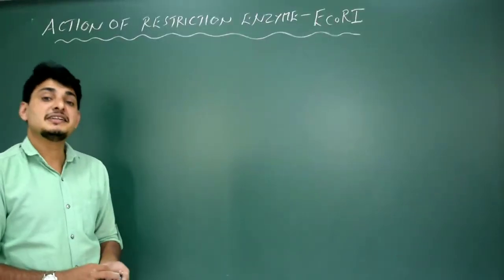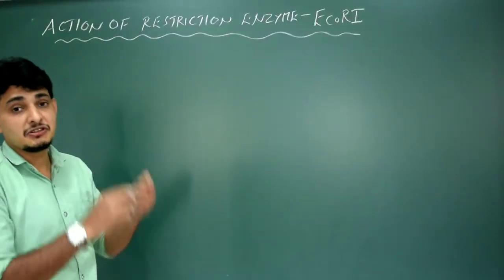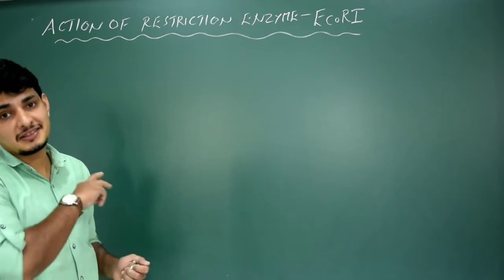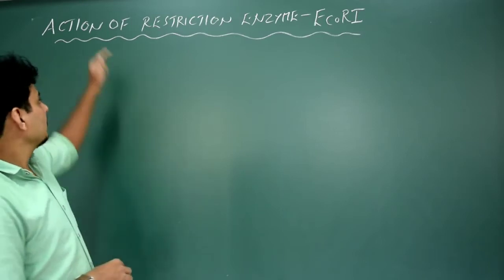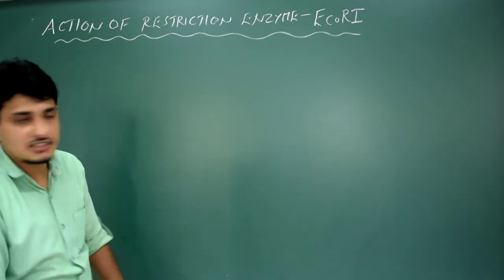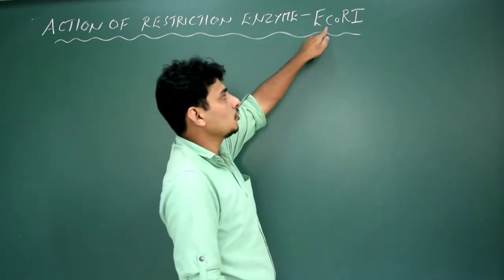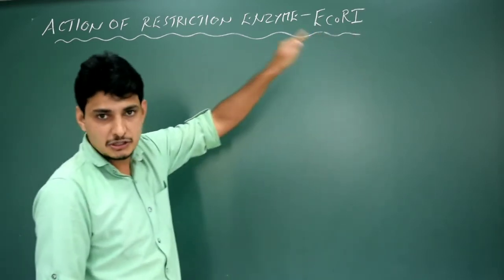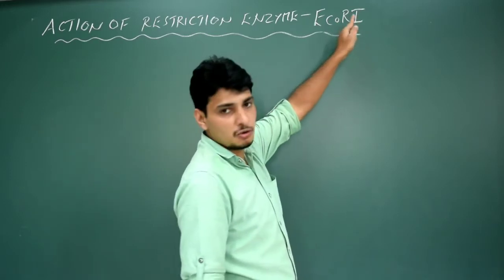Now we will understand another schematic representation. This is very important compared to the three schematic representations. That is the action of a specific restriction enzyme. I have mentioned it: EcoR1. Got it? So this 1 is nothing but Roman numeral 1.